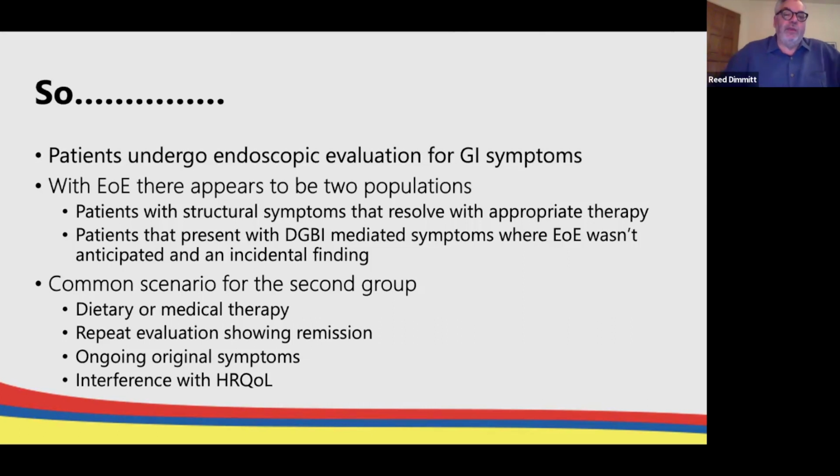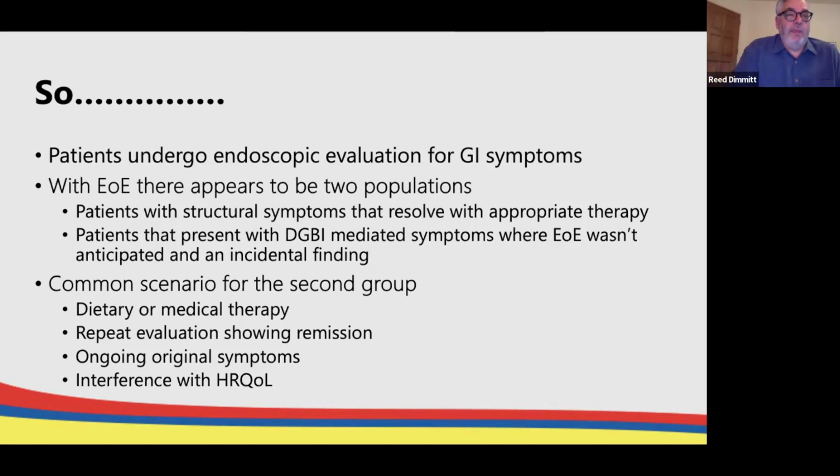But there is a second population that comes in for some other DGBI mediated problem, usually abdominal pain. And it's where EOE wasn't really anticipated to be found, and it is an incidental finding. So this is often the common scenario, and for the rest of the talk, I really want to focus on this second group.